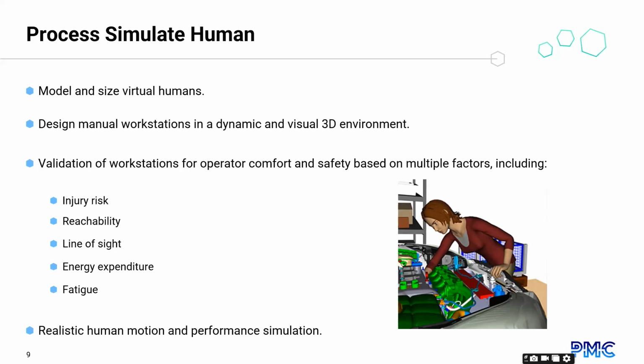We can model and size the virtual human in the simulation, and we are able to design manual workstations within a 3D visual environment to evaluate the ergonomics of the workstations to ensure the safety and well-being of the operator. So we can evaluate, for example, injury risk, operator reachability, line of sight, energy expenditure, and fatigue. So we have a realistic human motion and performance simulation. And at the end of a simulation, considering the human, we can also export a simulation report.